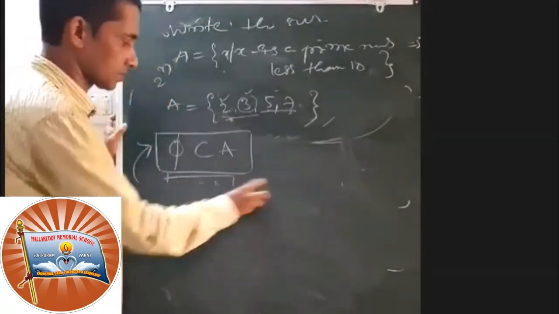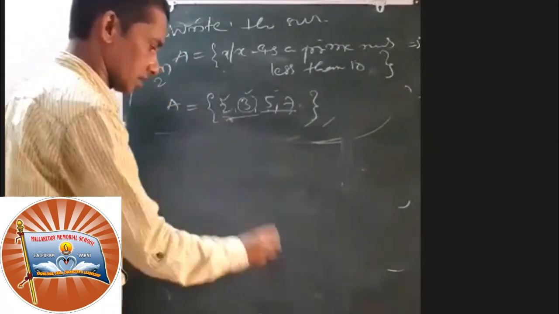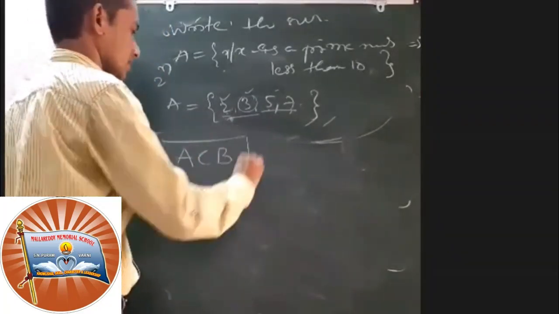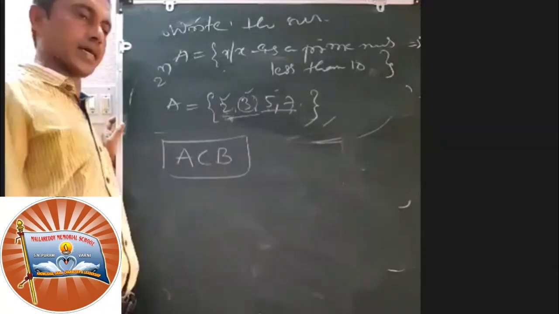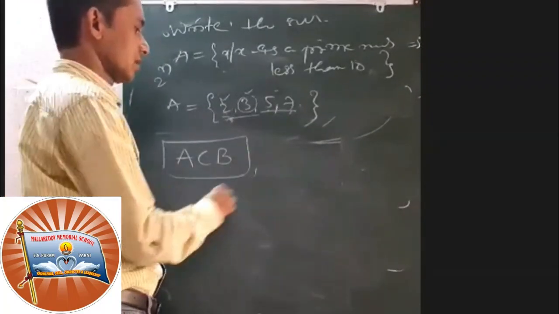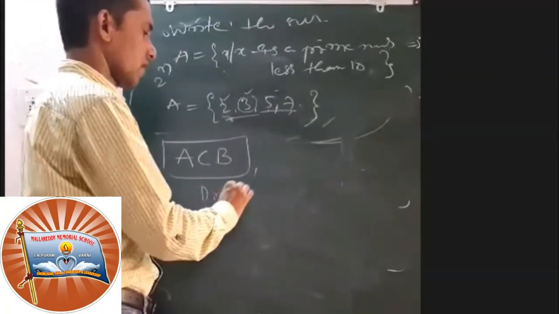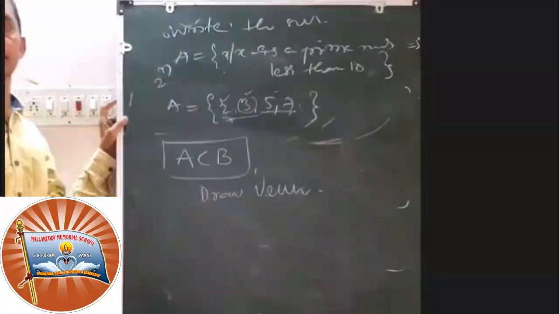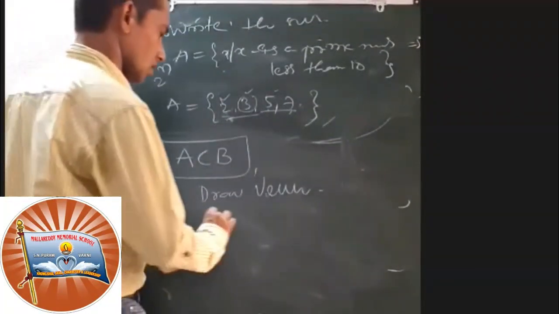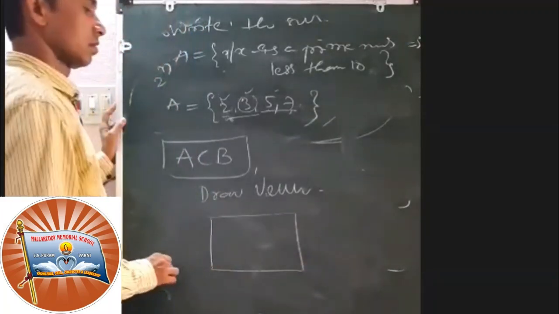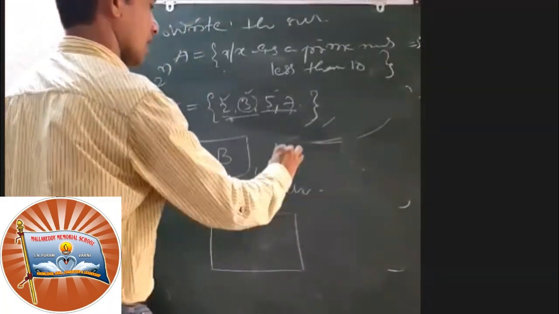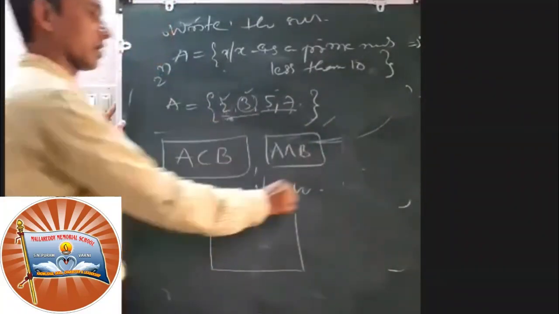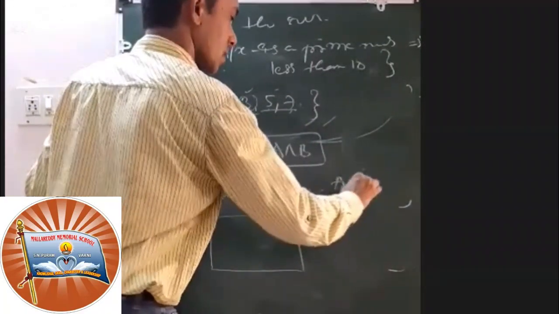So sometimes what kind of questions will you come across? If A is a subset of B, that is a direct question I'm asking. Then draw the Venn diagram for this one. How do you draw it? Now, A is a subset of B, find A intersection B and draw the Venn diagram for A intersection B.